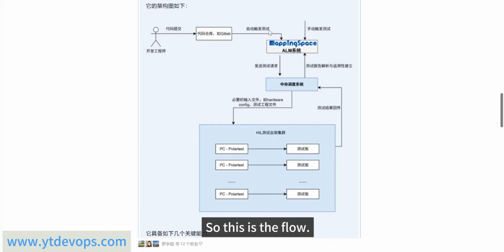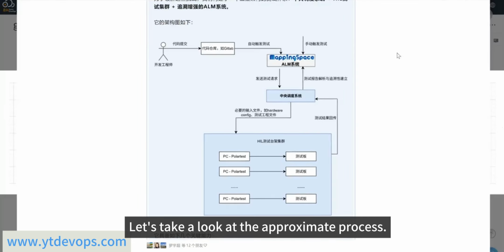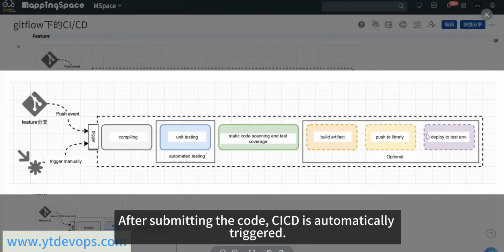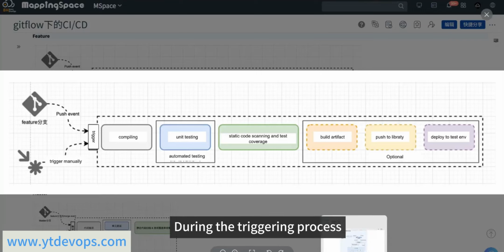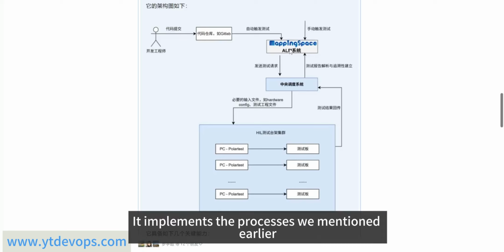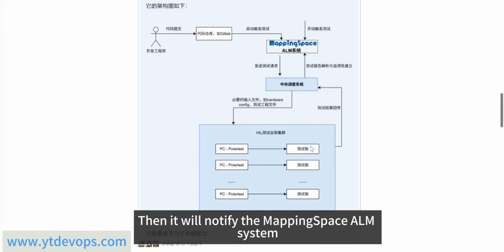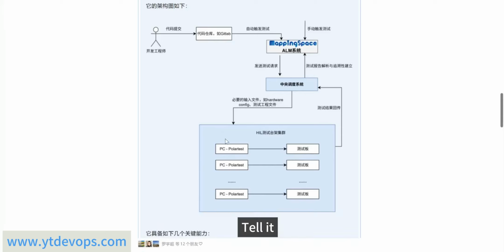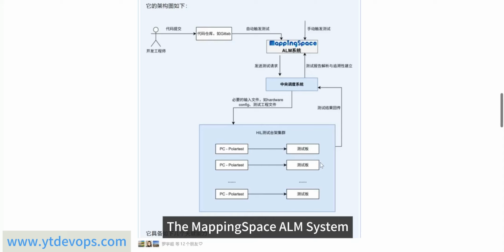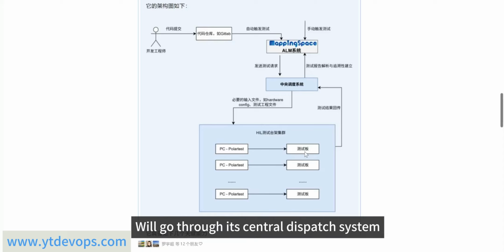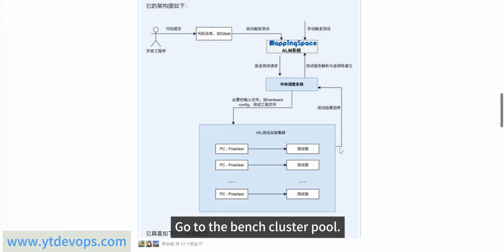So this is the flow. Let's take a look at the approximate process. Engineers submit code. After submitting the code, CICD is automatically triggered. During the triggering process, you can see it implements the processes we mentioned earlier. Then when it comes to the last step, we are going to deploy to a certain test bench and do a test. Then it will notify the MappingSpace ALM system, telling it that there is a test. The MappingSpace ALM system will go through its central dispatch system, go to the bench cluster pool, and select a suitable bench for testing.